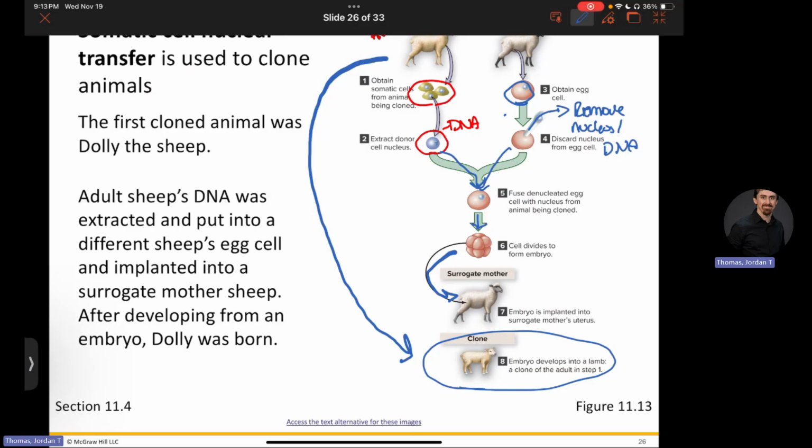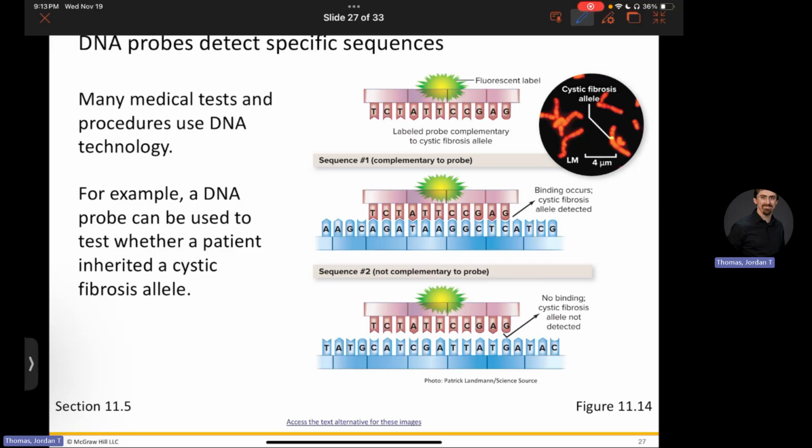And cloning could be important for a variety of reasons as well. DNA probes are next. DNA probes detect specific sequences in the DNA. So that's their function. Many medical tests and procedures use DNA technology. For example, a DNA probe can be used to test whether a patient is going to inherit a cystic fibrosis allele.